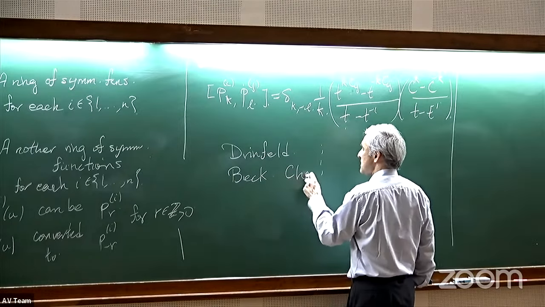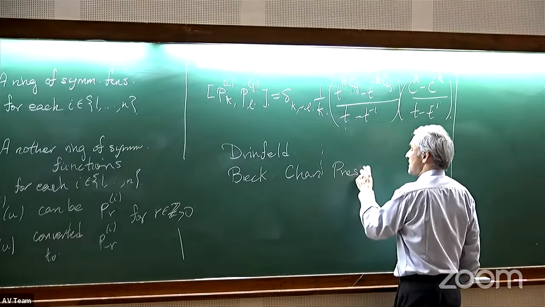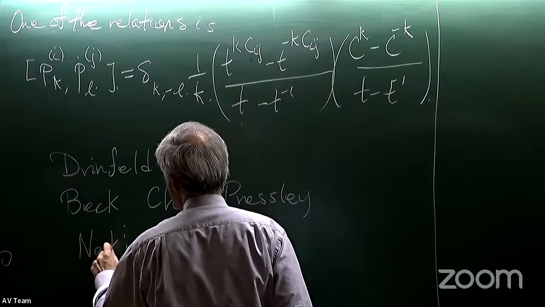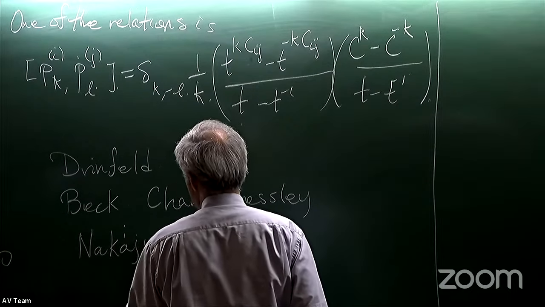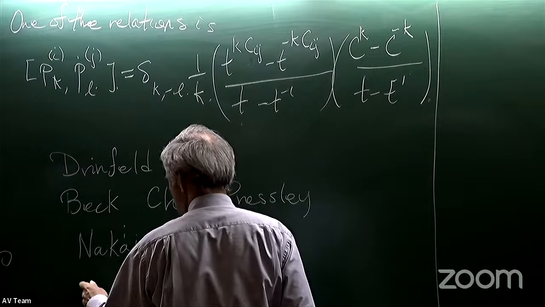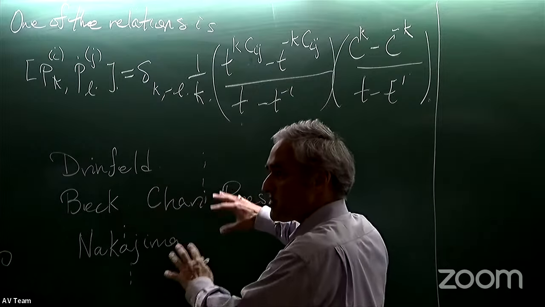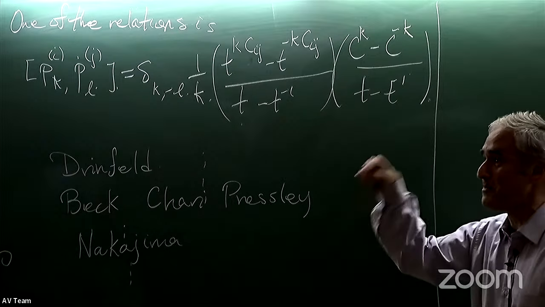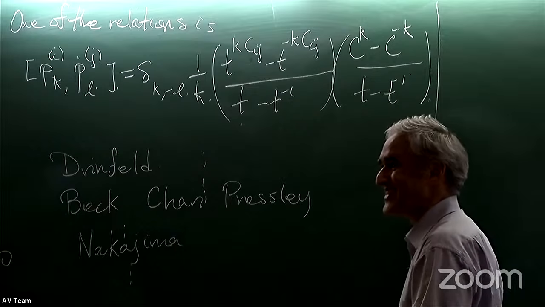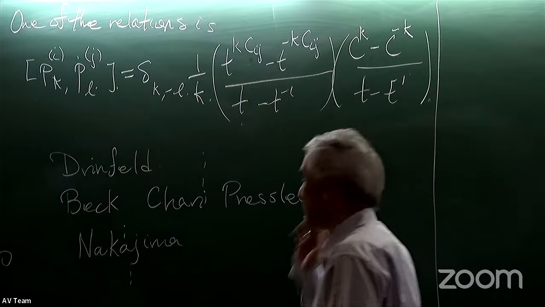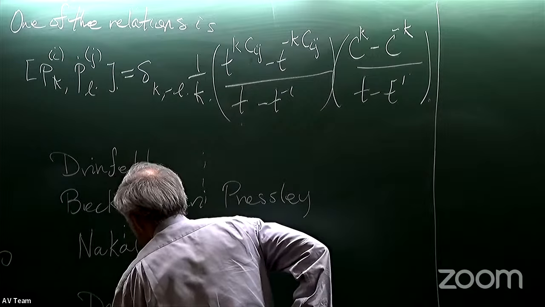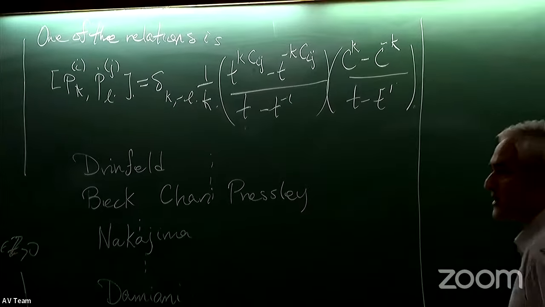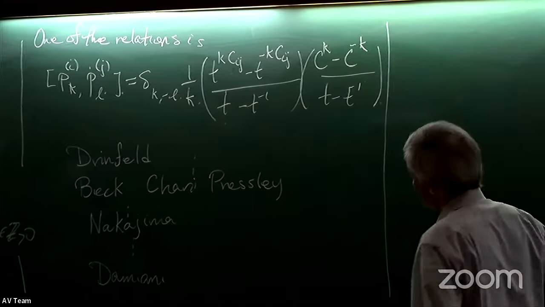Chari, Pressley, and then it got pretty stabilized, Nakajima, I don't know, Frenkel and Hernandez, et cetera. But it became pretty stabilized, these relations. You can look in the, I'm sure, David, you must have a favorite paper that you point to for these relations. Damiani, it's a good one, yes, absolutely. So you can look in the papers. I don't want to write them here. It'll take me much too long.